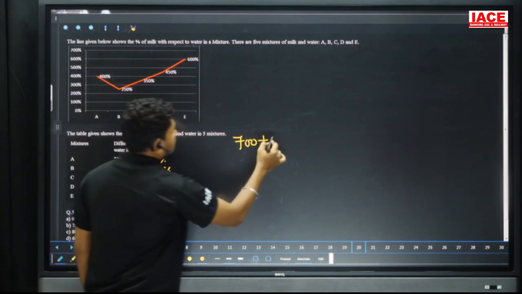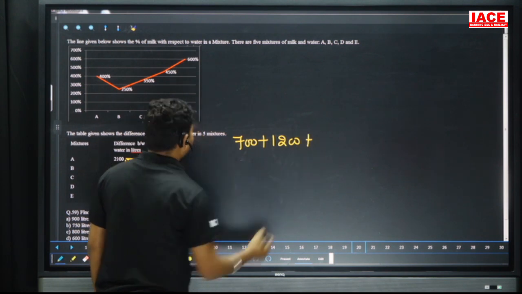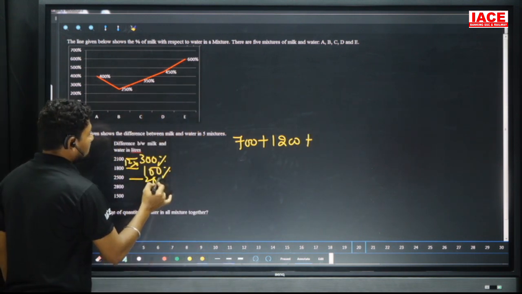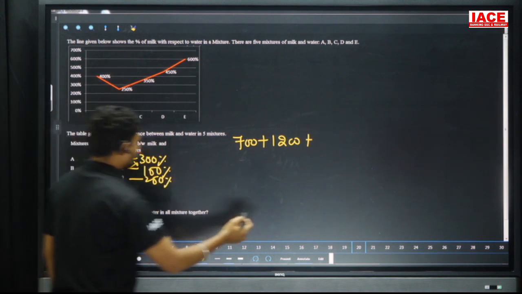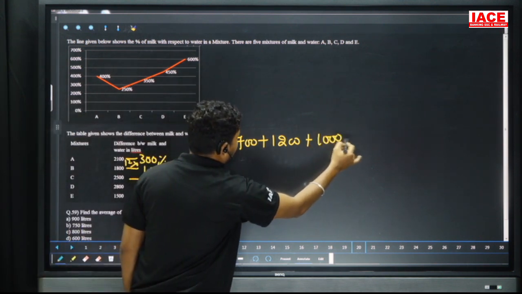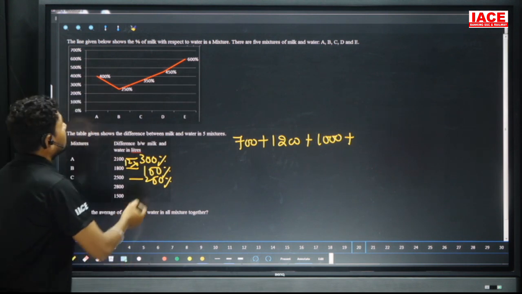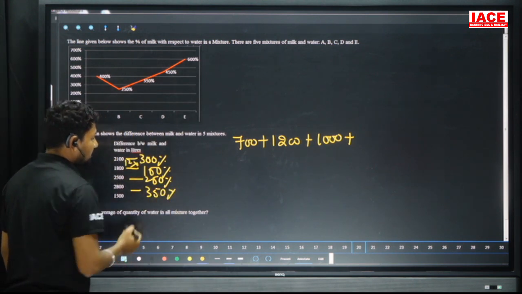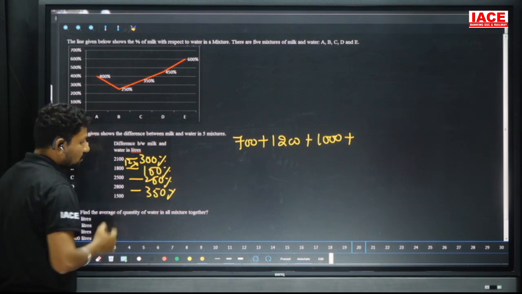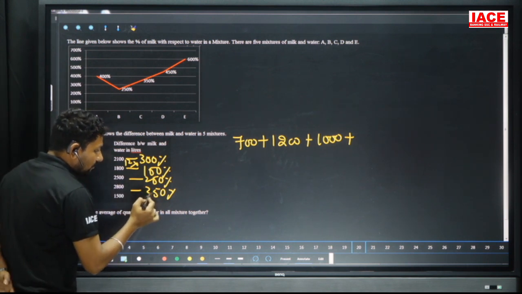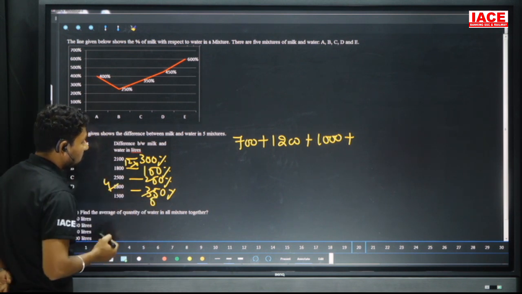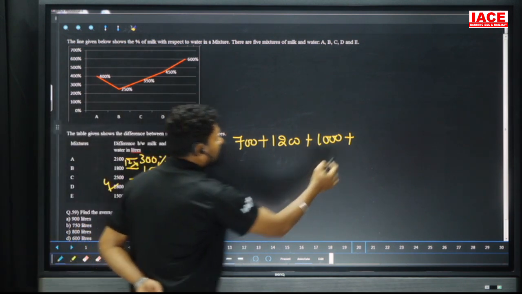Then 100 percent is equal to how many liters? 1200. And next, here the C value 350, the difference is 250 percent, and 100 percent means 1000 liters. And next, D is 450 to 100, it is a 350 difference. 350 percent is equal to 2800. So 50 percent is equal to 400 liters, which means 100 percent is equal to how many liters?